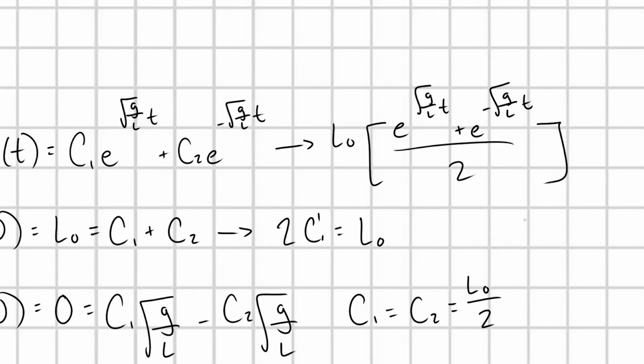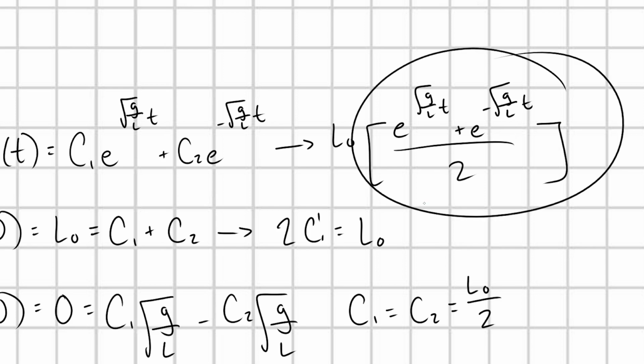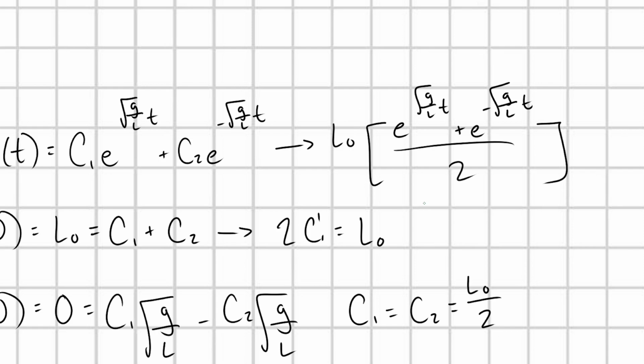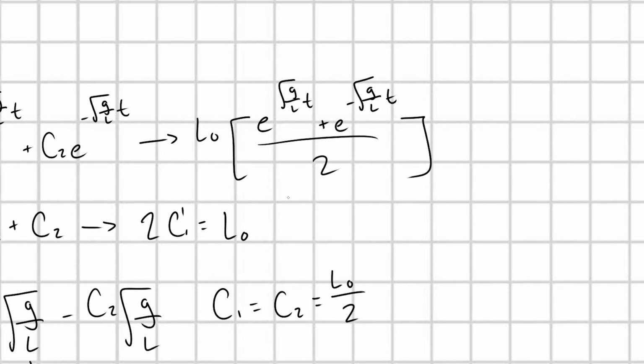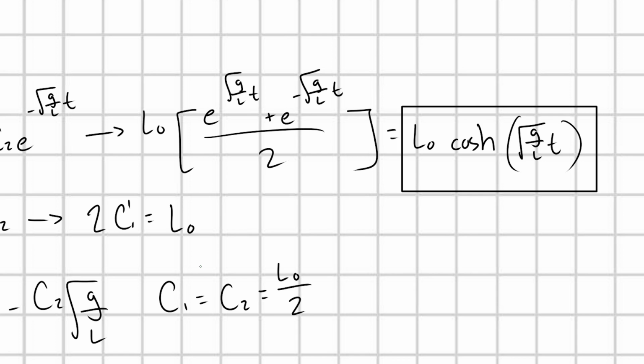And the reason why I'm writing it out this way is because this guy here is the form of a hyperbolic cosine function, okay? And so this, in fact, reduces down to L naught times hyperbolic cosine of root g over L t. So the motion of the rope as it falls through the hole is actually described by a hyperbolic cosine function.